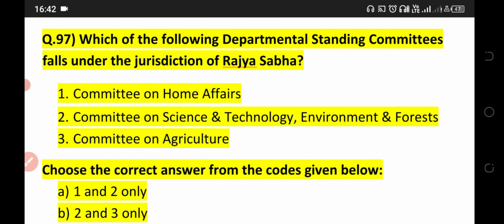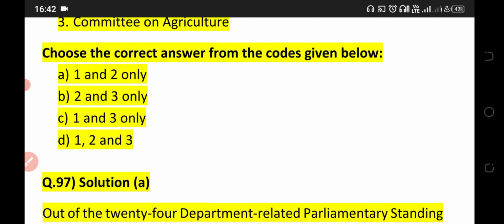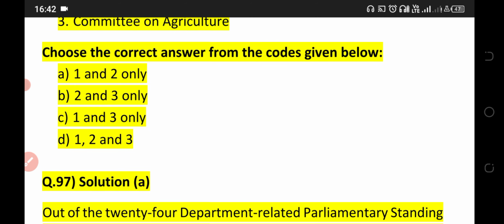Which of the following departmental standing committees falls under the jurisdiction of the Rajya Sabha? Committee on Home Affairs, Committee on Science and Technology, Environment, Forest, and Committee on Agriculture. I think you know about that. One is absolutely 1 and 2.